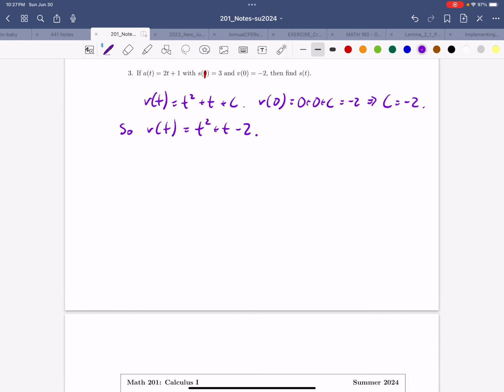Next up, s of t equals 1/3 t cubed plus 1/2 t squared minus 2t plus, and I'll call this d. Now let's remember that s of 1 equals 3. Well, that's going to mean that s of 1 equals 1/3 times 1 cubed plus 1/2 times 1 squared minus 2 times 1 plus d equals 3.